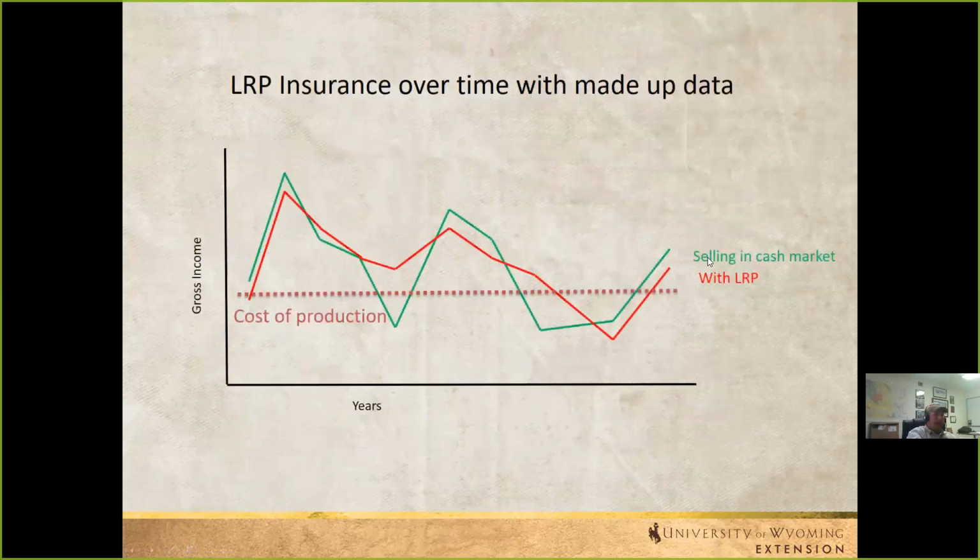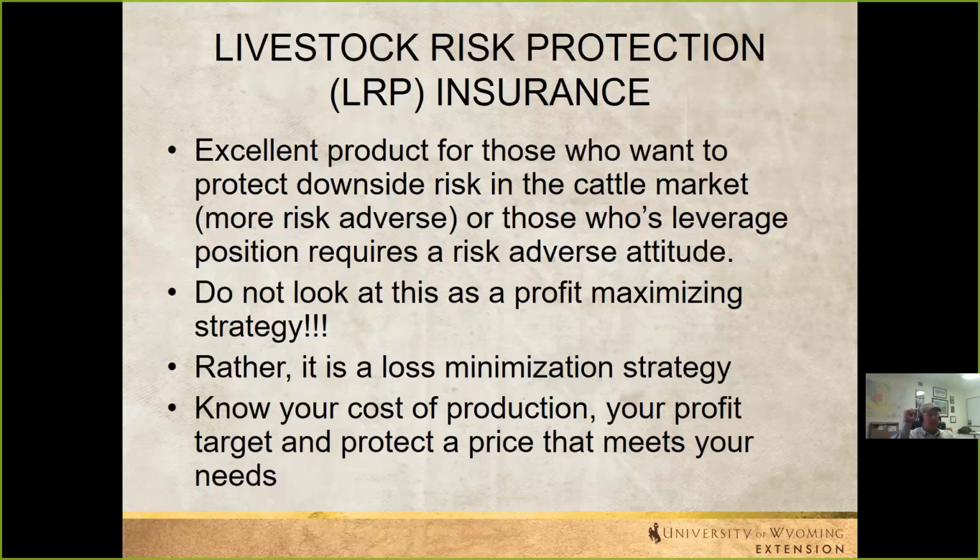Let's go back up here. If I'm this young rancher and on this year right here, I'm leveraged into the bank, I've got to make a lease payment, I've got to make a payment on my cattle, I've got to meet these obligations or I'm going to go out of business. This product makes a lot of sense for people in that position. It doesn't make a lot of sense for the guy with $5 million in the bank who could withstand that bad year.